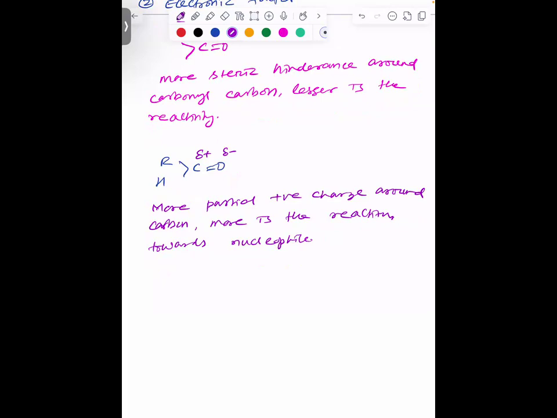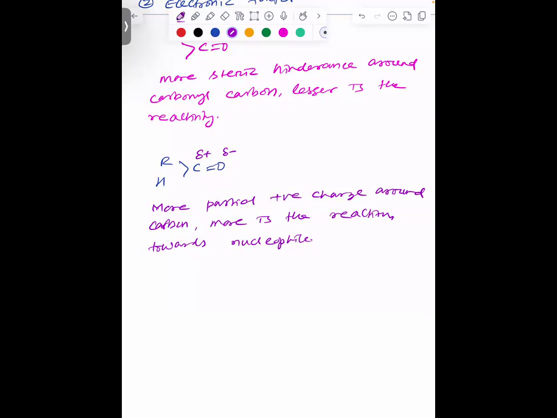Hydrogen has zero inductive effect, neither plus nor minus. What about the nature of an alkyl group? That shows a plus I effect. So if an alkyl group is present, it shows a plus I effect.